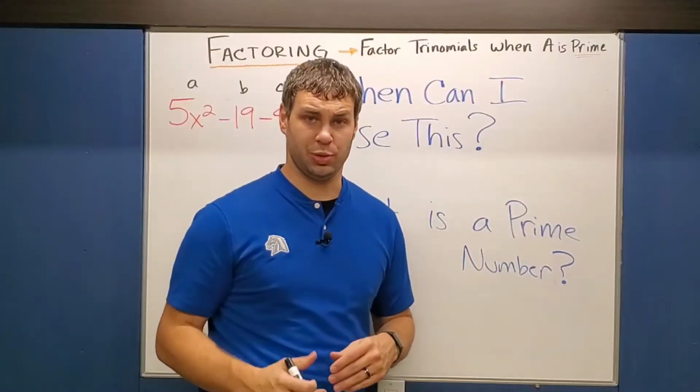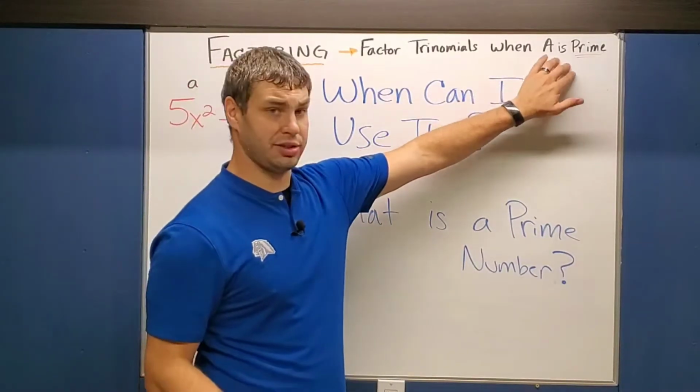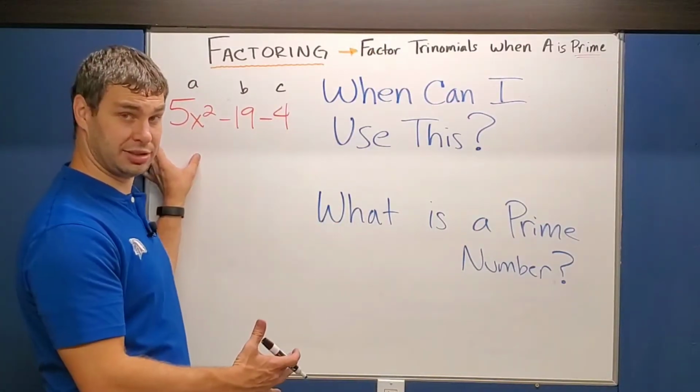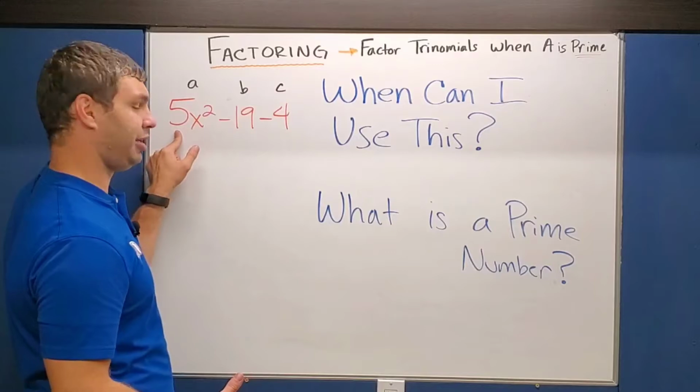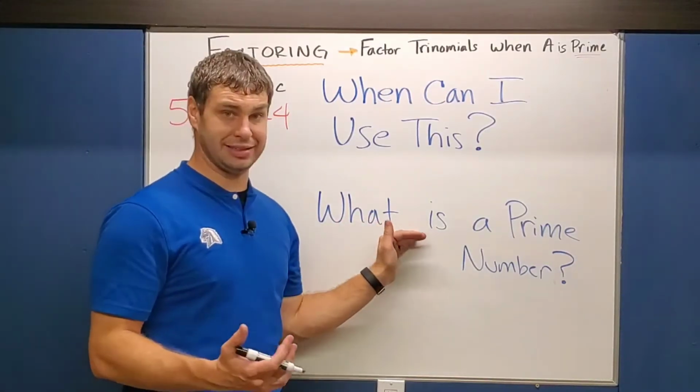Okay, so when can I use this? When can I factor when my A term is prime? Well, it's going to be when the A term, remember this is A, B, and C, a trinomial. There are 3 terms, the first one's the A term. So when the A term is going to have a prime number as its coefficient. So that brings us to what is a prime number?